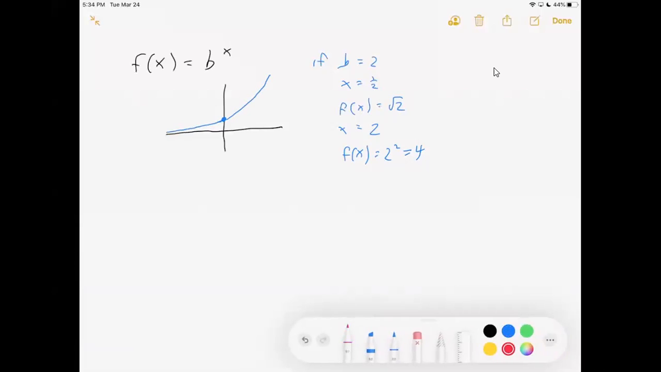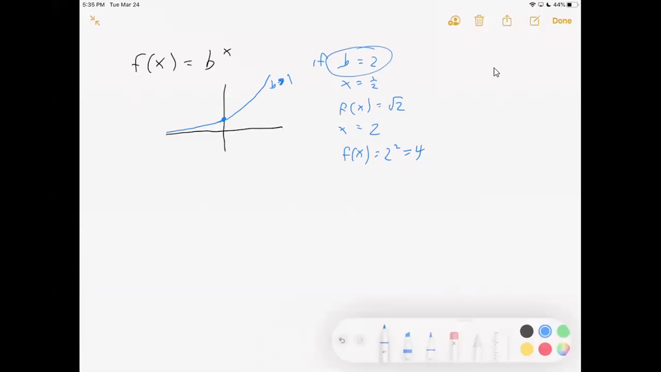So let me write next to that: if b is greater than 1, the function grows because you repeatedly multiply by a number greater than 1. Like in this example, we would keep multiplying by 2. If, on the other hand, b is less than 1, it flips the whole thing, and it's exponential decay.